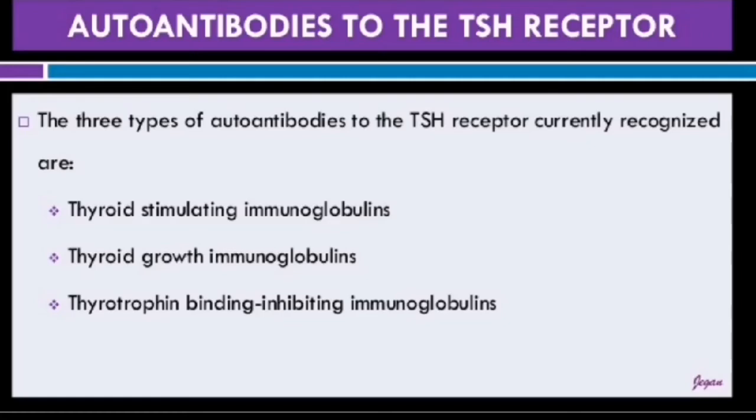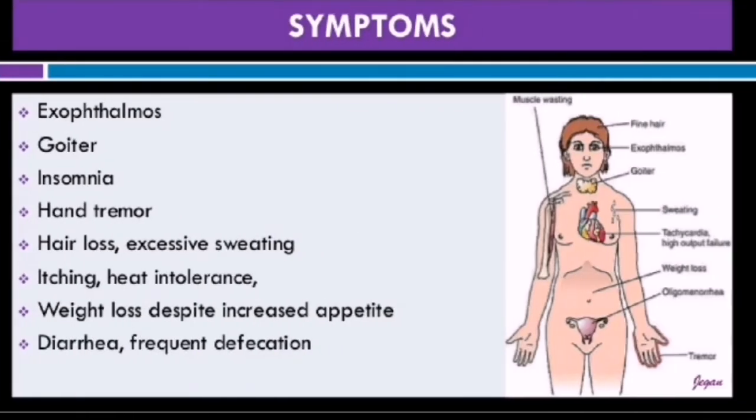Now, autoantibodies to the TSH receptor. There are three types currently recognized: thyroid stimulating immunoglobulin, thyroid growth immunoglobulin, and thyrotropin binding inhibiting immunoglobulin. These are some symptoms: exophthalmos, goiter, insomnia, hand tremor, hair loss, excessive sweating, itching, heat intolerance, weight loss despite increased appetite, diarrhea, and frequent defecation.